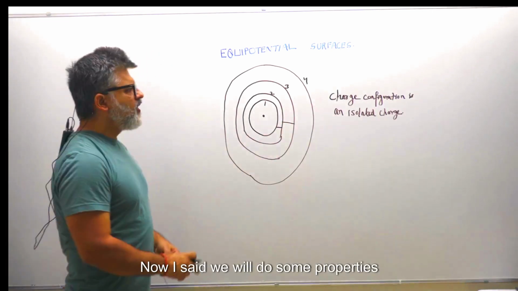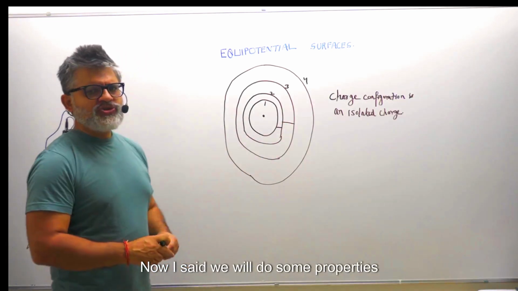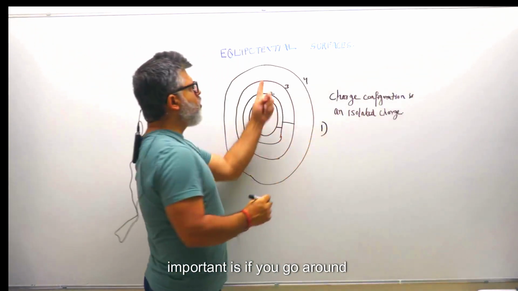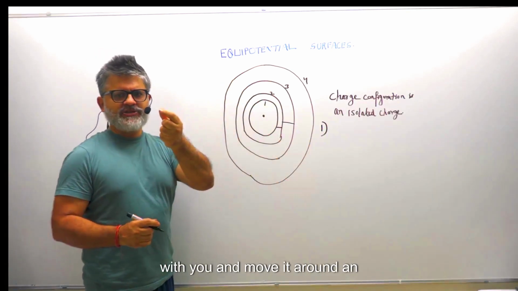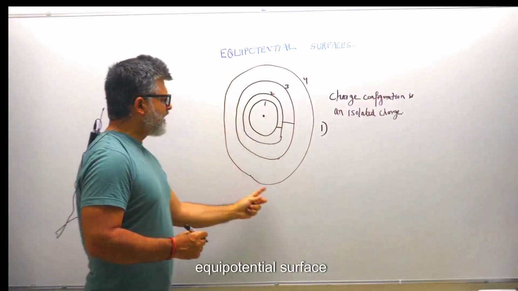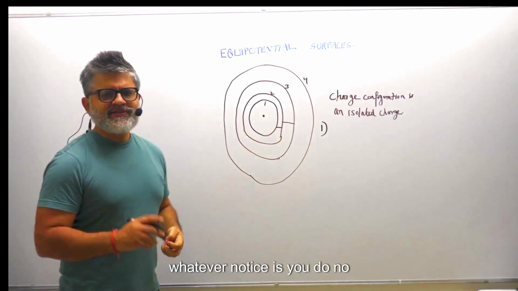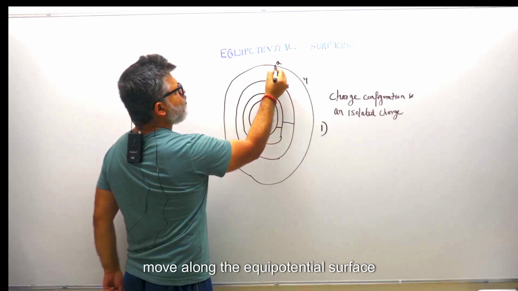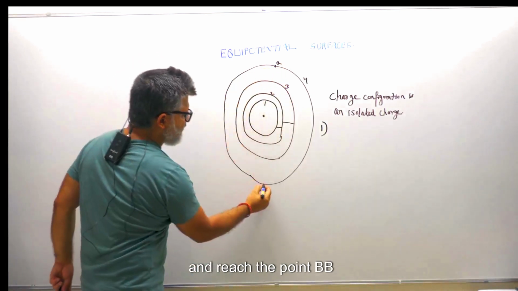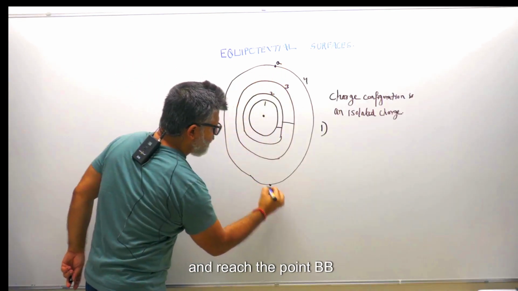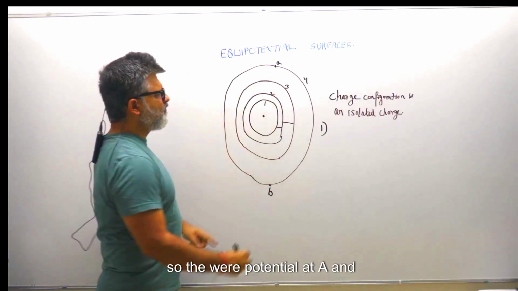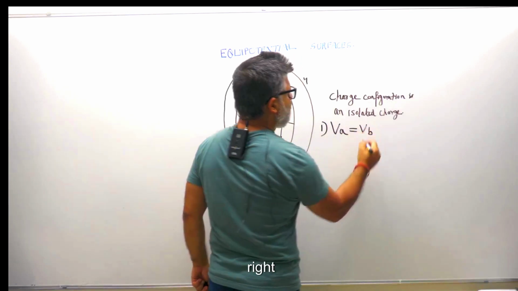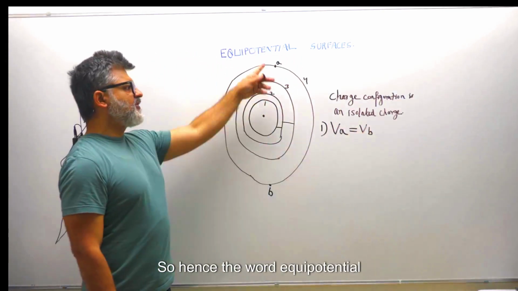Now I said we will discuss some properties. One very important property is that if you have a test charge with you and move it around an equipotential surface, you will notice you do no work. So if you're here, for example, at a point A and you move along the equipotential surface and reach the point B, the potential at A and potential at B are equal. Hence the word equipotential surface.